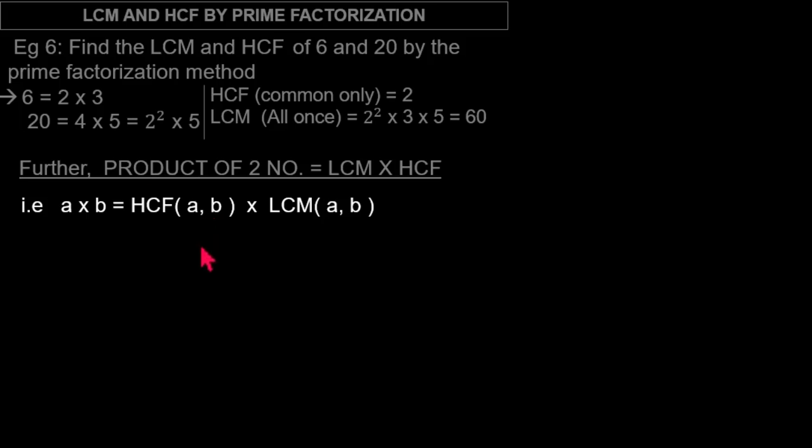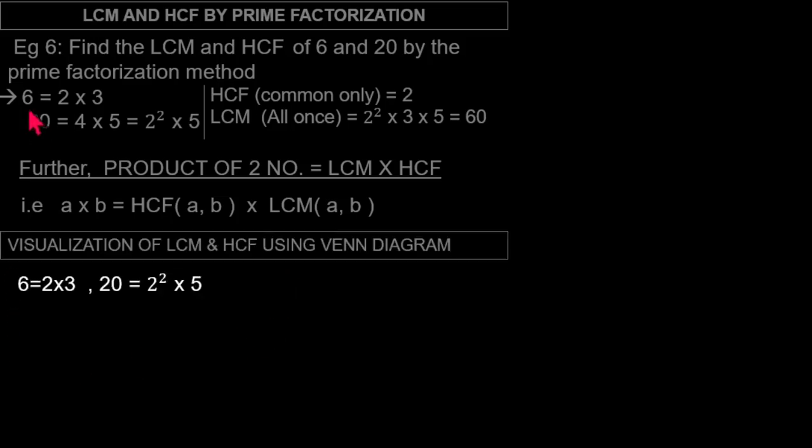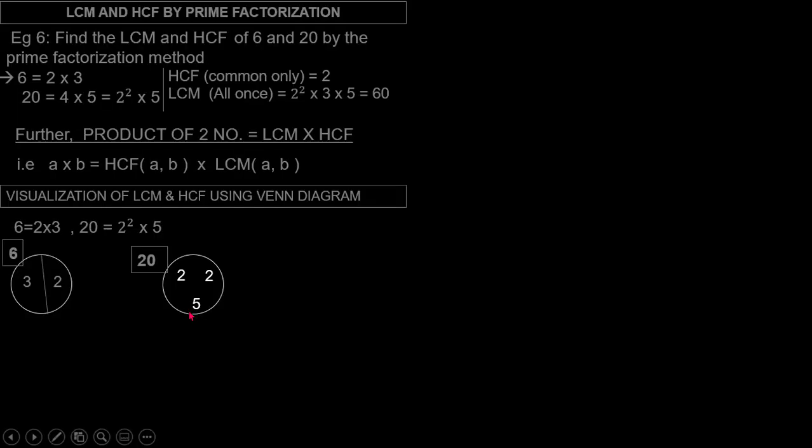So this is it. Let us visualize this LCM and HCF using a Venn diagram. Whenever we study just using variables, it becomes like a process, but whenever we do visualization, our concepts get more clear. For instance, let us take the same example where 6 is 2 into 3 and 20 is 2 square into 5. Okay. So using a Venn diagram, how will we represent 6? It can be represented something like this, 2 and 3. 2 and 3 completely make 6. Similarly, 20 is 2 into 2 into 5.